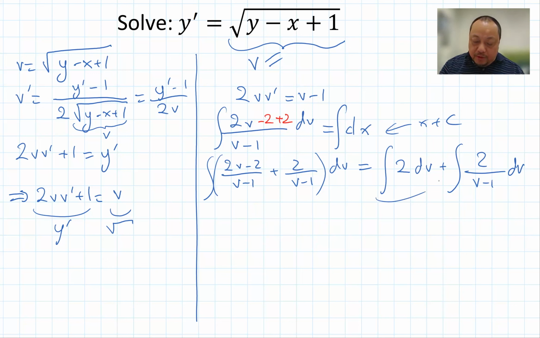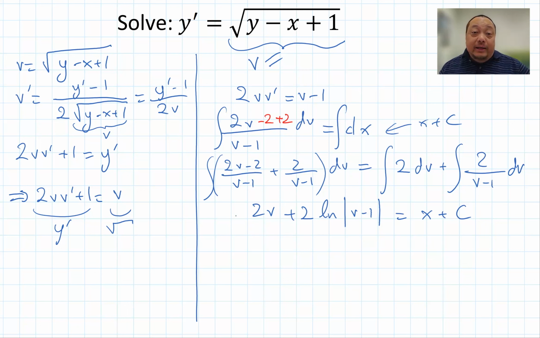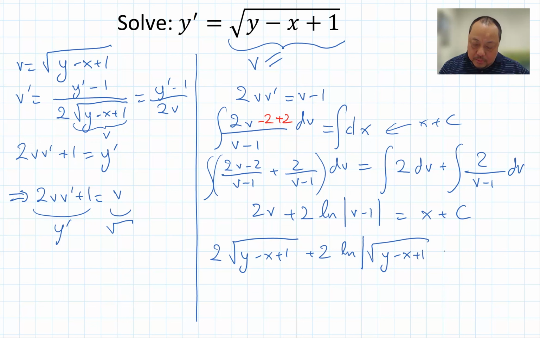The integral of this first integral here is 2v. And this integral here is an ln. And this whole thing is equal to x plus c. I mean, this equal sign here is correct, but just to separate out this equation, I'm going to erase it. I'm actually done. I'll just substitute back in. There we go. That's the answer.